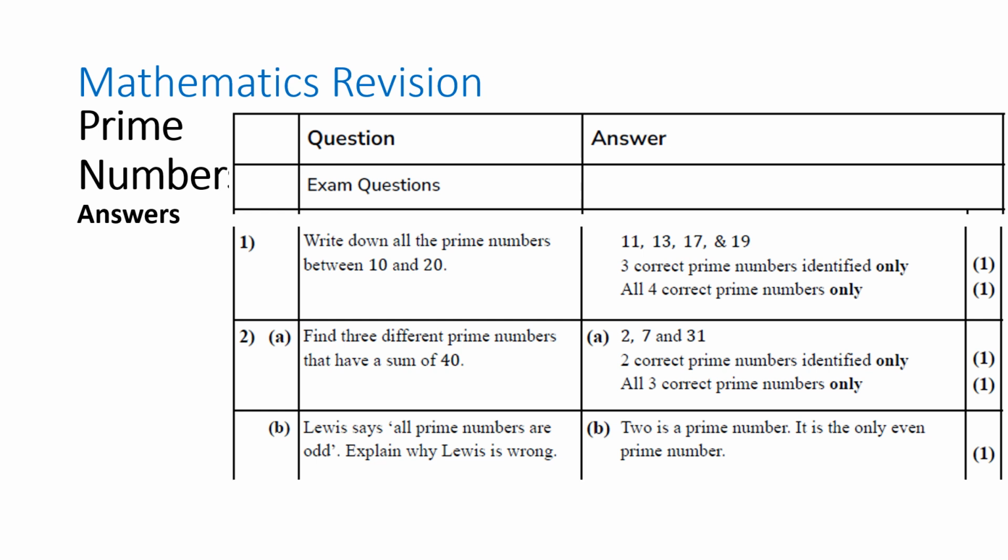Off you go. The key thing we talked about in one of the slides earlier: 2 is the only even prime number. Yes, Lewis would be right after that because everything else is odd, but in his statement he is incorrect because he has forgotten about the number 2. And that is prime numbers.